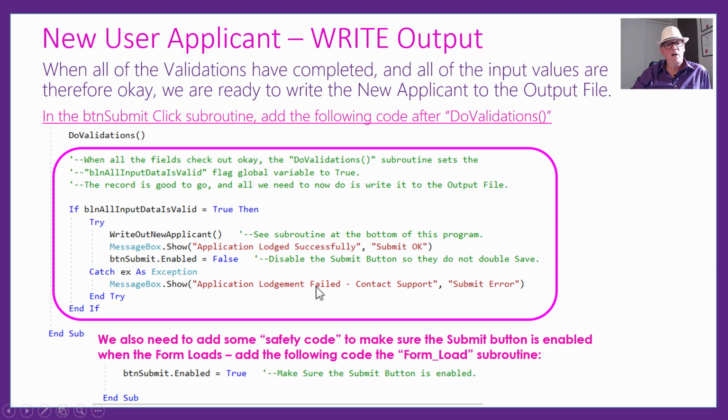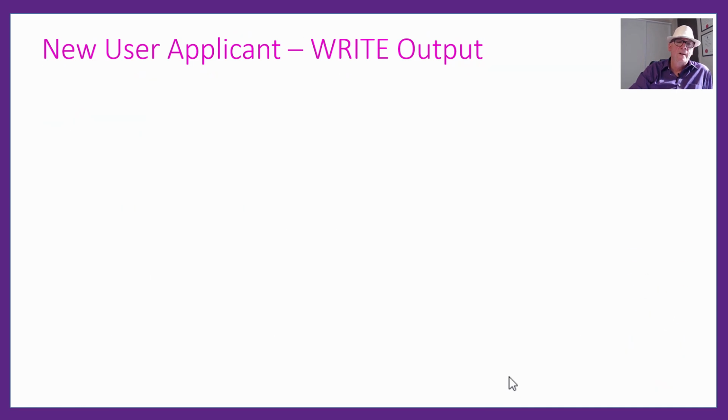And we also need some code because we've set that button submit enabled to false. If someone comes back into it again, we'll just set up in the form load process that btn submit.enabled equals true, just to make sure the submit button's always enabled when the program starts. So we'll just put that safety code where we already had some stuff for the form load subroutine.